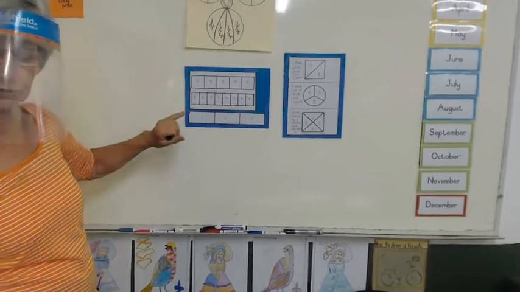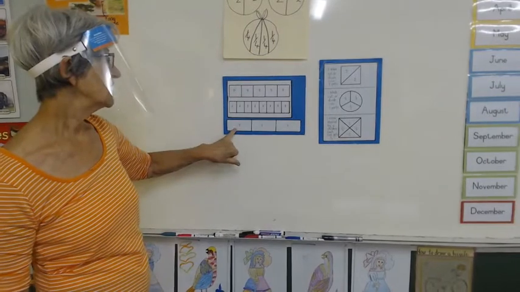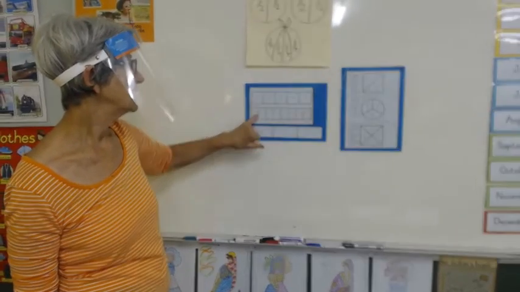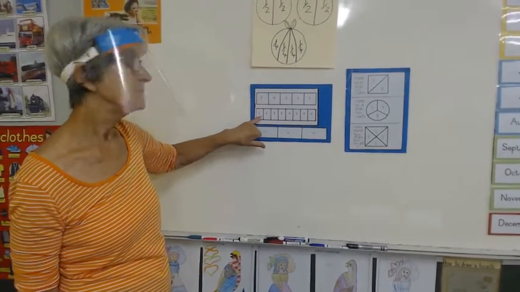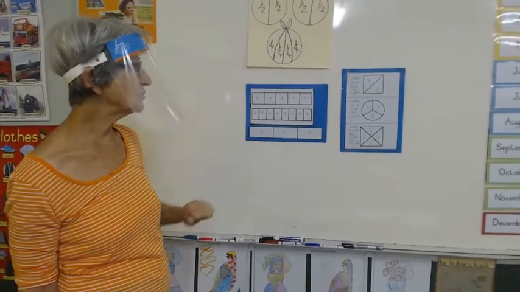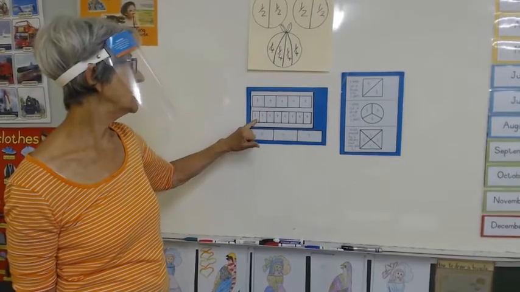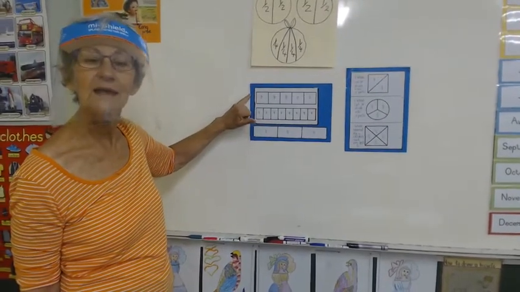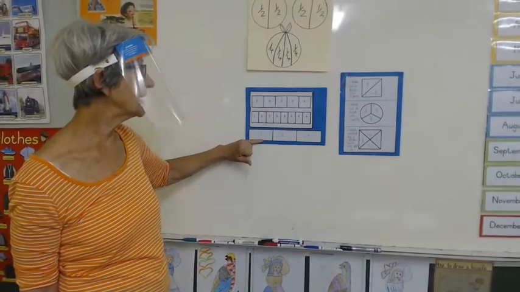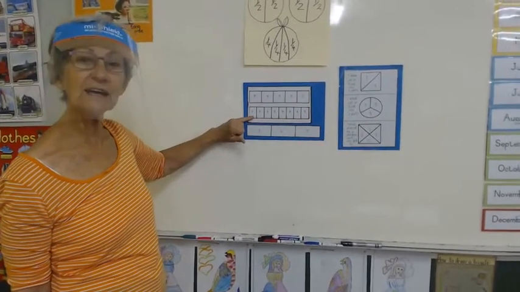Now I want you to look carefully. Can you see that a third, an eighth, and a fifth is not the same size, right? Which size do you think is bigger? A third, an eighth, or a fifth? Yes, you can see that a third is much bigger than an eighth, and a fifth is bigger than an eighth.